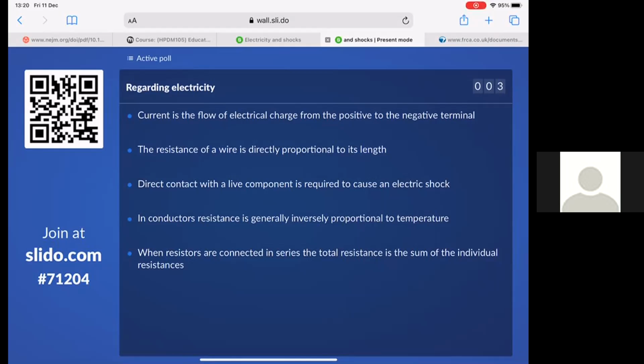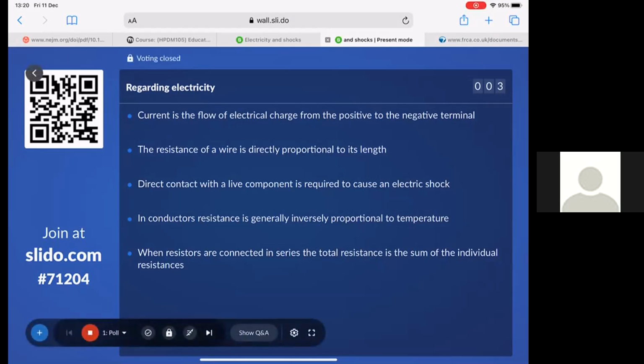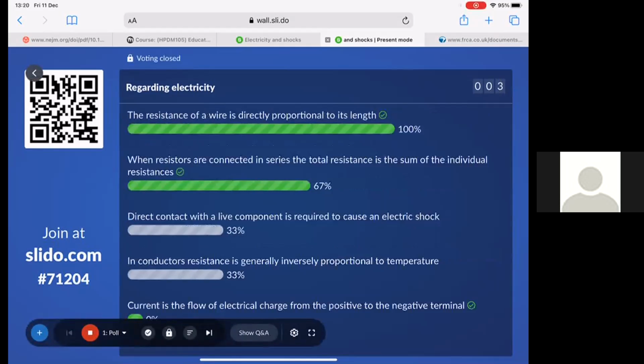Good. All right, we've got 3. That'll do. So I reckon those ones are true. Should we talk through them? So first one, resistance of a wire is directly proportional to its length.